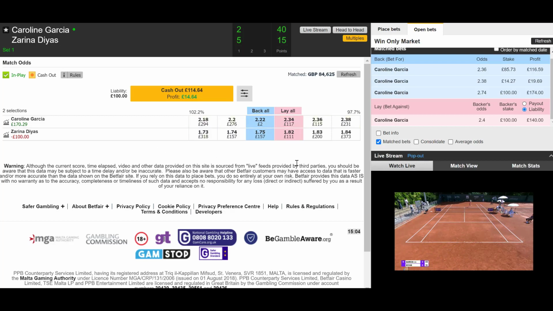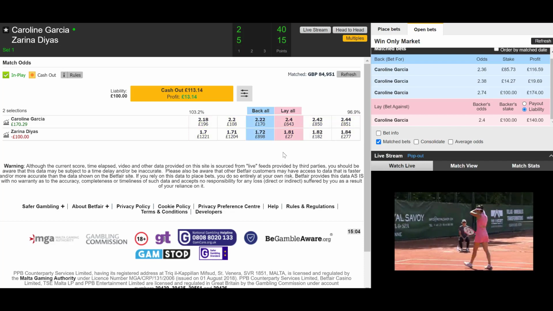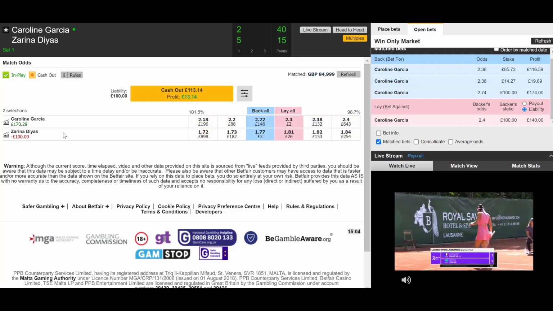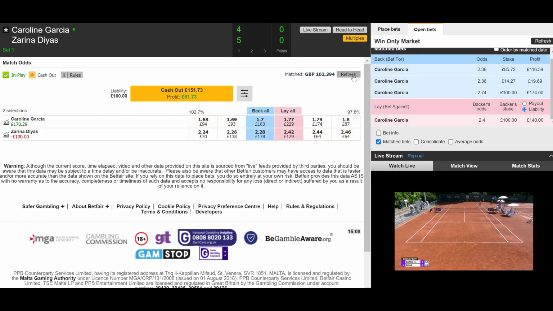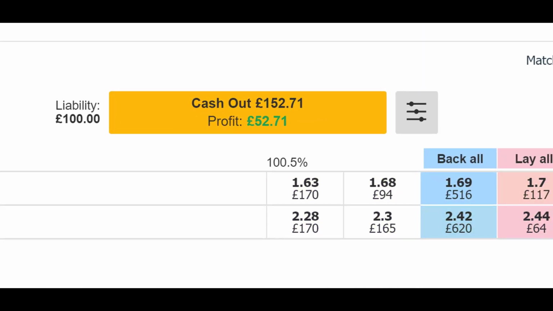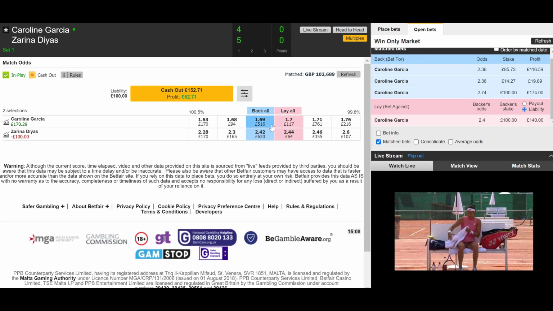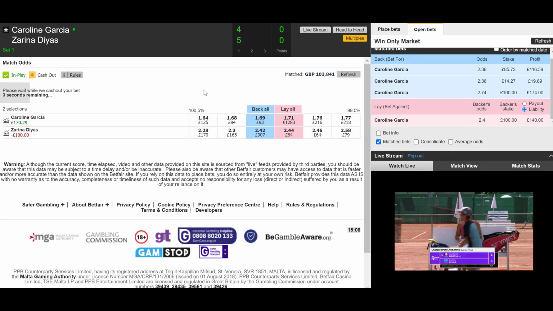We're still going to try and see if she can actually get back into it by scoring a break point, and then we could lock in a better profit that we're more aiming for. Anyway, it's 5-3. Diaz is just about to serve. Game Garcia. Okay, so Garcia has got back into it, and her price has crashed in there to 1.69. So it is time to take the profit on that one. Should be a lock in there of £58.60.